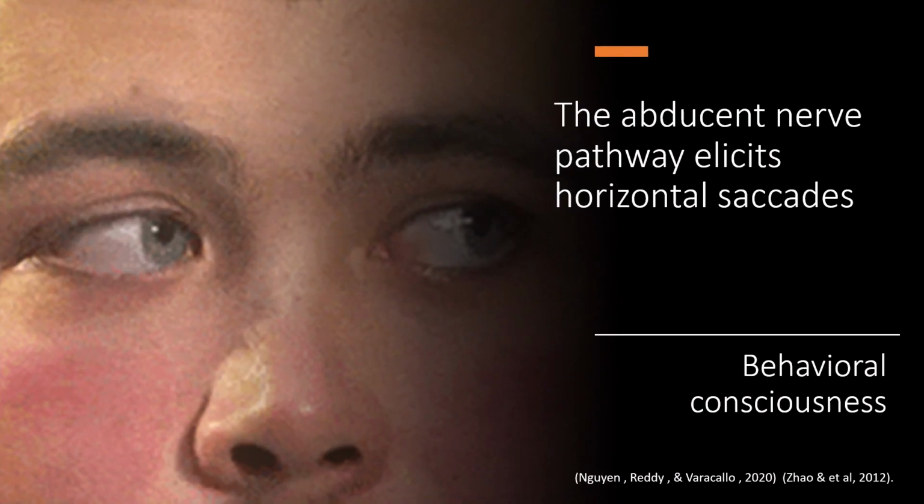Horizontal saccades are oriented by cortical processes and elicited by the abducens nerve pathway. This consciousness state modulates the mind to focus on the stimuli to enable appropriate action, even when no intention for action is present.